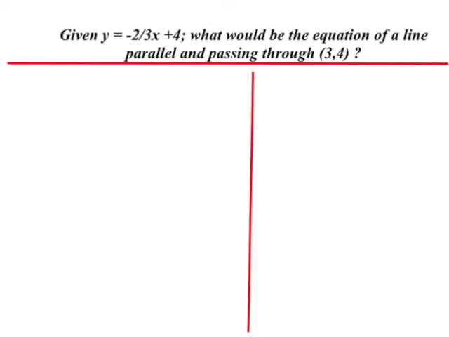Okay, so now that we've got the definitions out of the way, let's look at a specific example. So given y equals negative 2/3 x plus 4, what would be the equation of a line that's parallel and passes through the point (3, 4)? So first of all, let's look up here and we see that our slope is negative 2/3. Because we want a line that's parallel, we know it's going to have the same slope, the same m, since m is our symbol for slope.